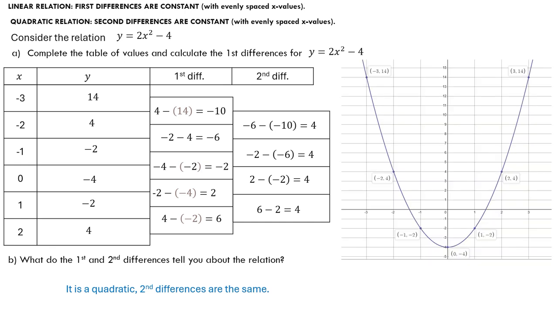And if we were to graph these points, negative 3, 14, negative 2, 4, negative 1, negative 2, and so on, you would see that we get the characteristic shape of a quadratic equation, which is the parabola.